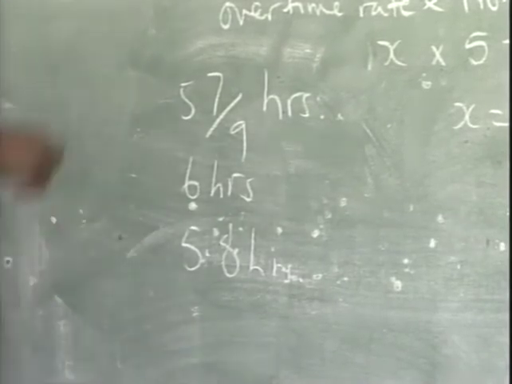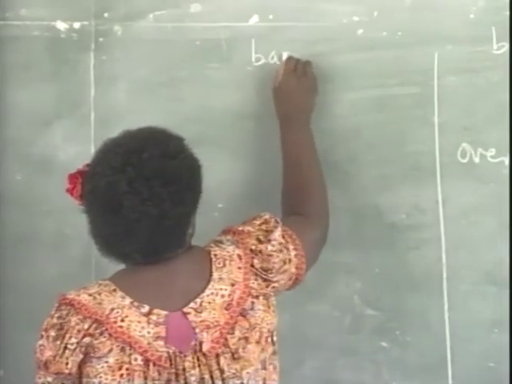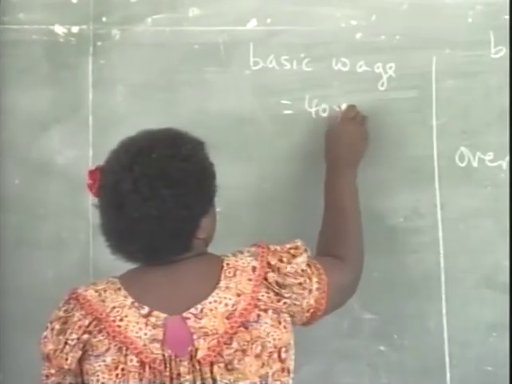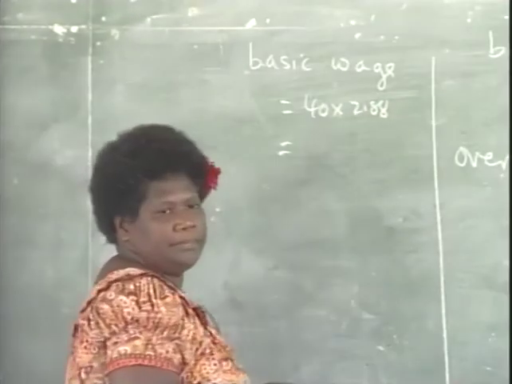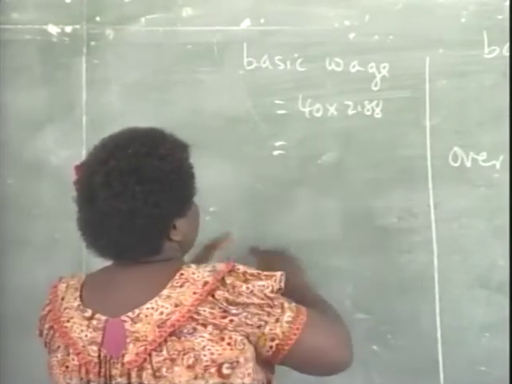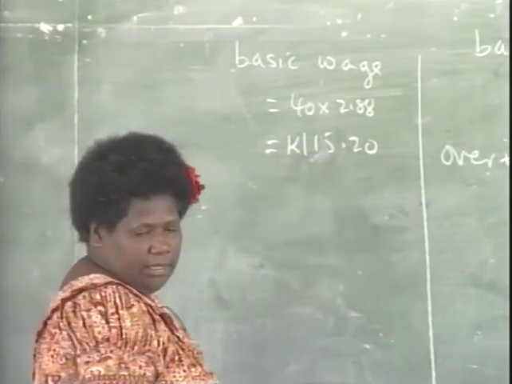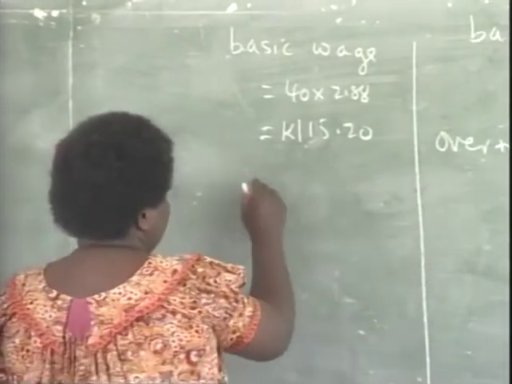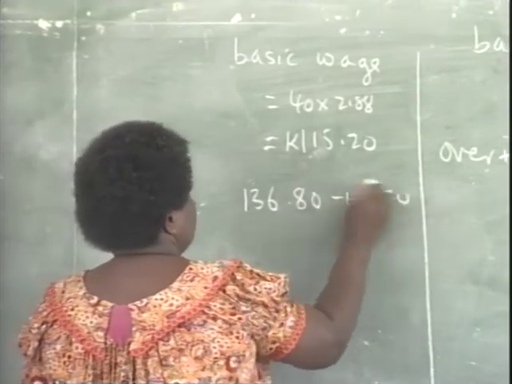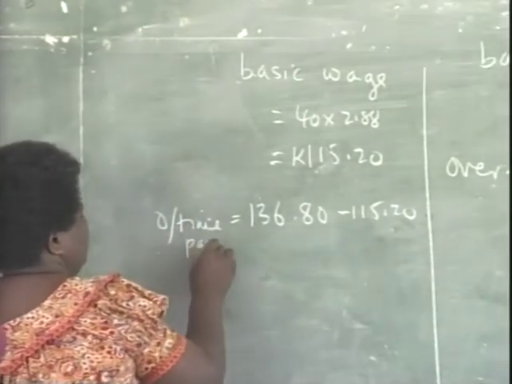Okay, that means we have to do the question on the board. A man's basic hourly rate is 2 kina 88. That means his basic wage, or his wage without overtime, will be 40 multiplied by 2 kina 88, which is 115 kina 20 toya. But he has worked and he earns 136 kina 80 toya. So you subtract his basic wage to get the overtime pay that he received.